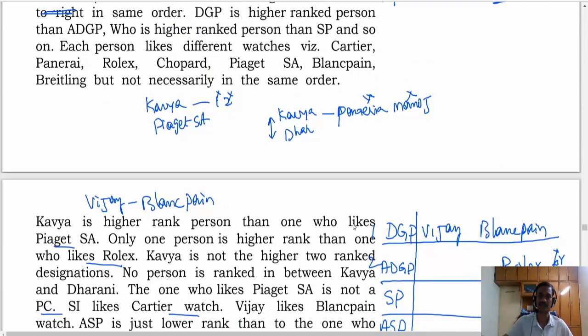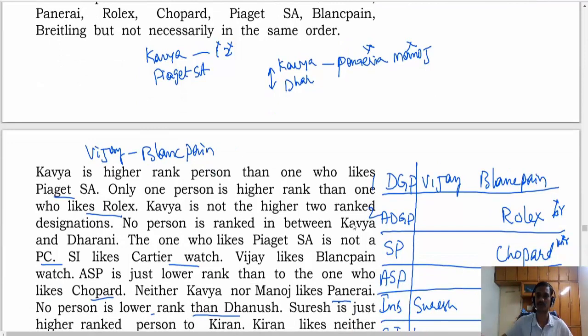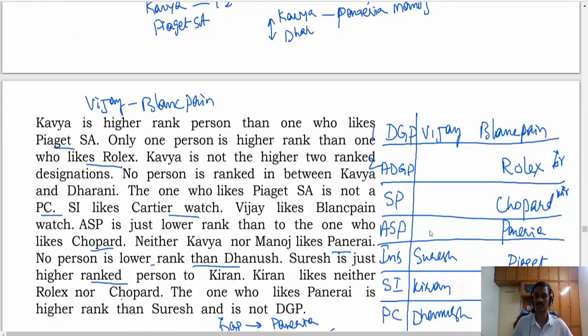And Kavya and Dharani. Kavya cannot be Panaria and Manoj cannot be Panaria. Now Kavya cannot be here. As Kavya cannot be in the first two, hence Kavya must be SP. If Kavya is SP and Manoj is not Panaria, hence Manoj is here. If Manoj is here and Kavya and Dharani are adjacent to each other, Dharani is ASP. Done? Now this is the order we have for these persons, and this is about question numbers 174 to 178.